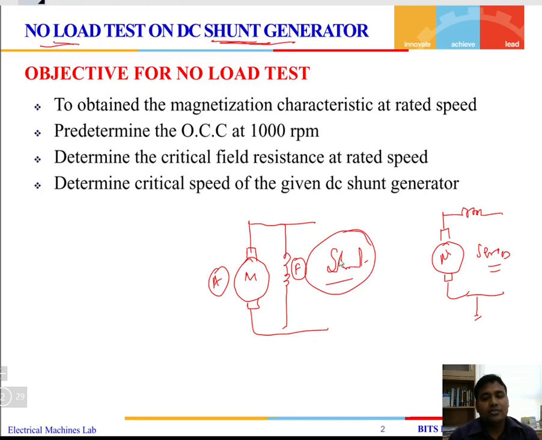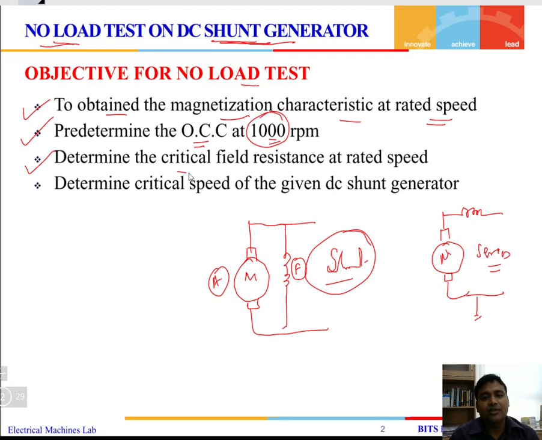No load test means we are not connecting any load to it, and in open circuit condition we are going to do all this measurement. So what are the objectives for the no load test? First objective is that you will obtain the magnetization characteristic at a rated speed. Okay, so what is the magnetization characteristic at rated speed? And then predetermine the open circuit characteristic at 1000 rpm. So the speed fixed is 1000 rpm.